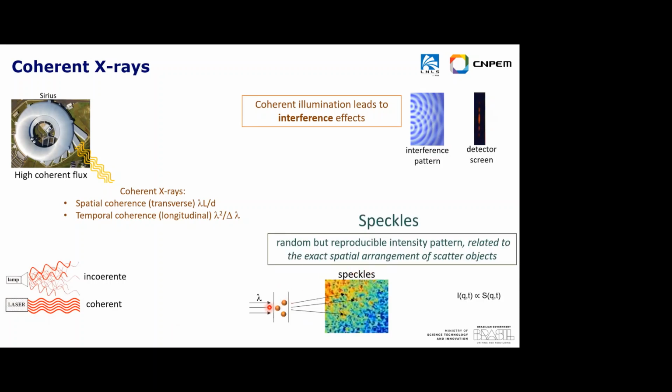And when we illuminate the sample with this coherent beam, we obtain a speckle pattern. This speckle pattern seems random, but actually it's related to the exact spatial arrangement of the scattering object. So, for example, in this simple illustration, we can imagine a colloidal sample. Each colloidal particle will scatter the X-ray in one direction and create one speckle. And if we can retrieve the phase of this pattern, we can obtain information about the exact arrangement of the sample, in coherent diffraction imaging, for example.